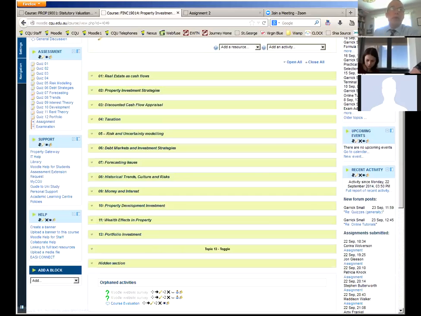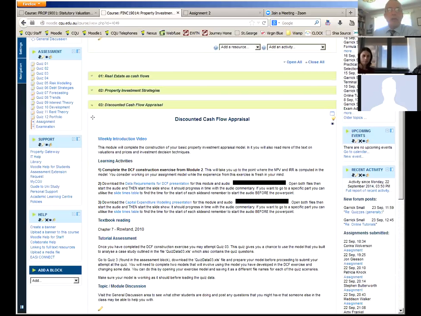The week 2 one talks about property investment strategies. When we get down to talking about money and interest, we find that the really interesting strategy, negative gearing, isn't actually covered in module 2 because we're only just setting the foundations. So they're really just introductory modules. When we go to module 3, that's when we're starting to get into the mathematics and especially working with the DCF model.